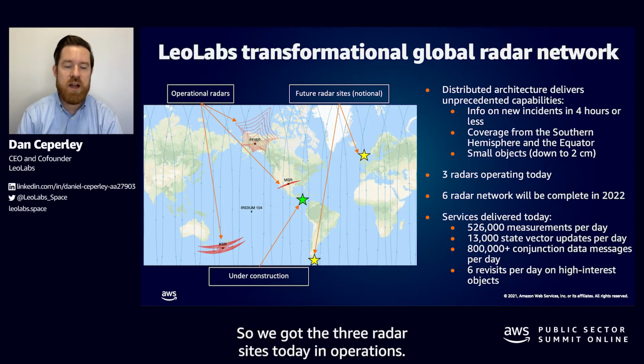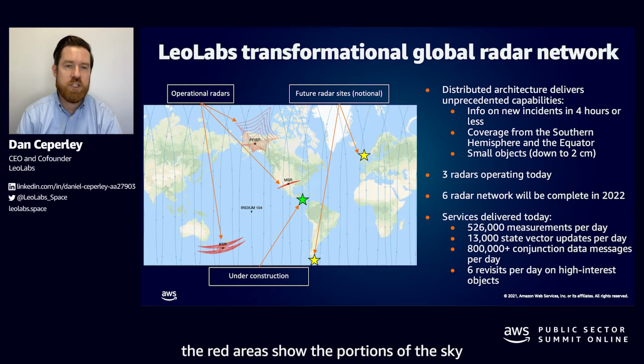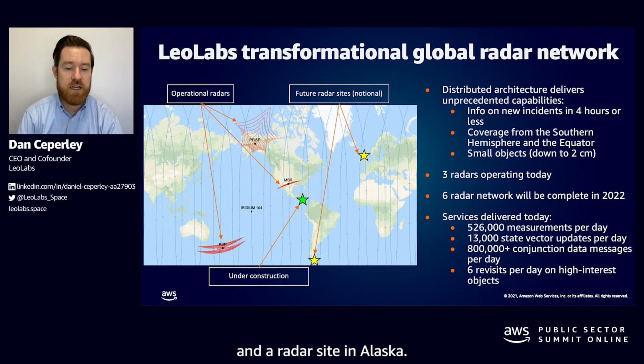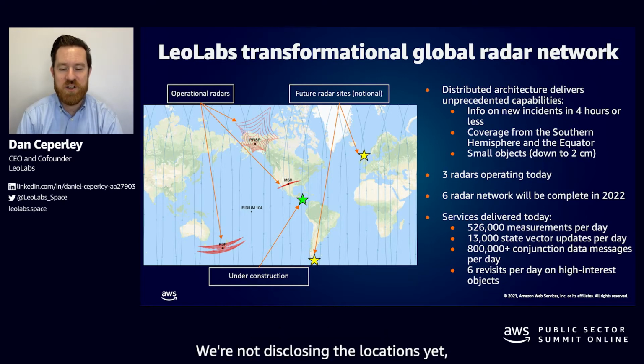So we've got three radar sites today in operations. And if you look at the map on the left side of the screen, the red areas show the portions of the sky that those radars are monitoring. So we've got the radar in New Zealand, the radar in Texas, and a radar site in Alaska. We'll have six radars by early 2022. We've got the site in Costa Rica under construction. And then there's two more sites on our map. They're just notional. We're not disclosing the locations yet, but we'll have announcements soon.